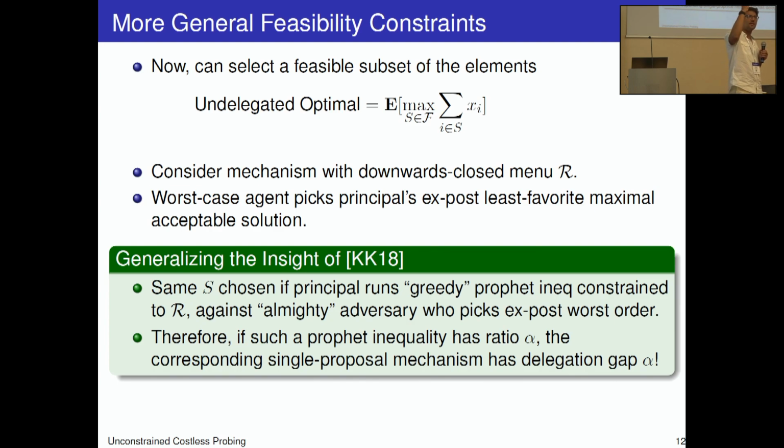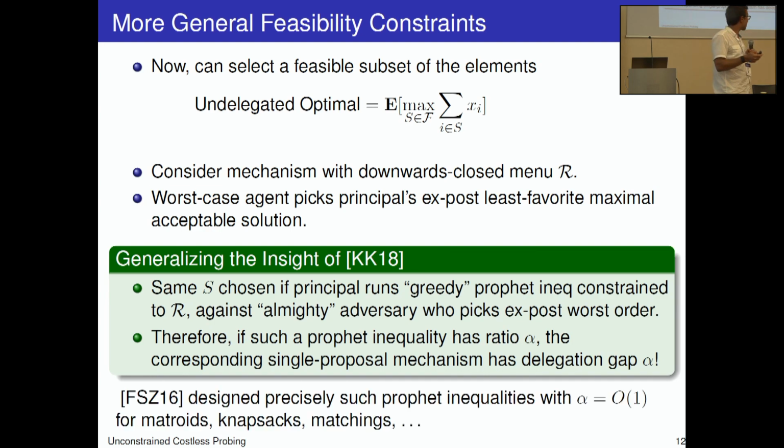Because the fact that the adversary can order things arbitrarily means it can simulate this very adversarial agent. And therefore, if you have such a greedy profit inequality with a guarantee of alpha against this very powerful adversary, then the corresponding single proposal mechanism, where you design the menu based on the greedy rule, has the same guarantee. And these authors, Feldman, Svensson, and Zenklusen, defined exactly these profit inequalities and proved constant gaps for them, again, for all these set systems. So it turns out that we can reduce to them here.